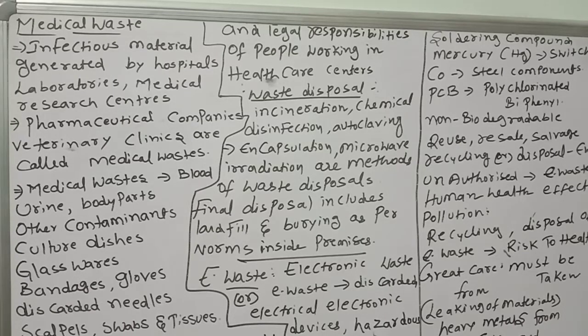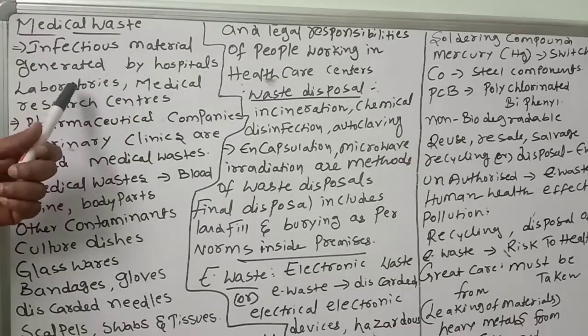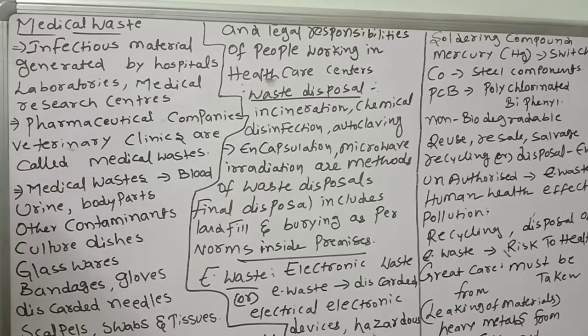What do you call it? Medical waste. Medical waste, in the sense, you know very well, is the hospital waste, am I right? Hospitals mainly produce a variety of waste materials. Any kind of waste that contains infectious material generated by hospitals, laboratories, medical research centers, pharmaceutical companies, veterinary clinics is called medical waste.